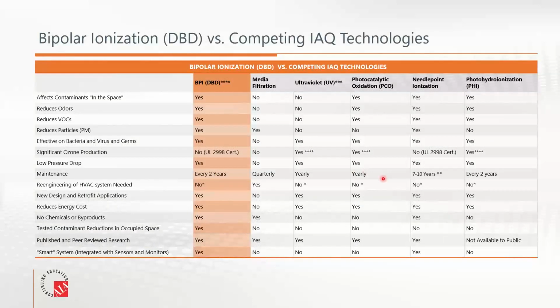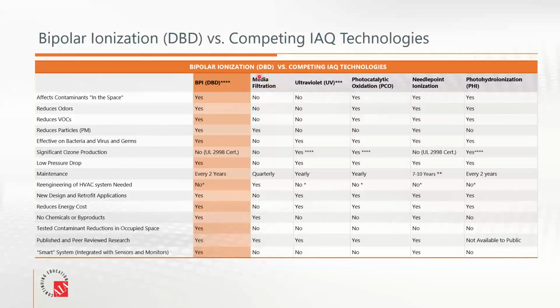I'm not going to spend a lot of time on this slide, but this is just comparing the technologies and where the strengths are. Obviously, you can see by this that I've been leaning towards the BPI DBD because of its ability to do all these things, whether it's odors, VOCs, bacteria, viruses, etc. It's a very significant product.